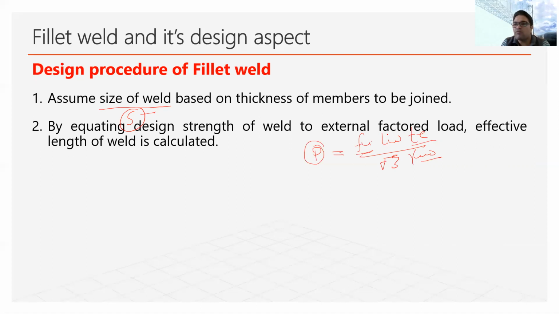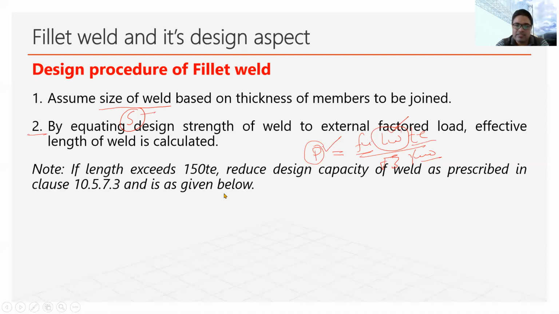So ultimately what are we required to find? We are required to find the length of weld. How much length of weld should be provided to transfer this much force? So in the design of fillet weld connections, the ultimate thing that we have to find out is the length of weld, which is Lw. That is our second step. So in the second step, we calculate the length of weld.